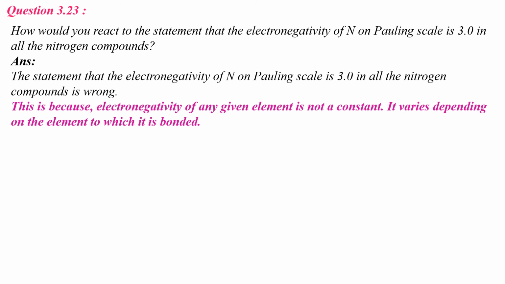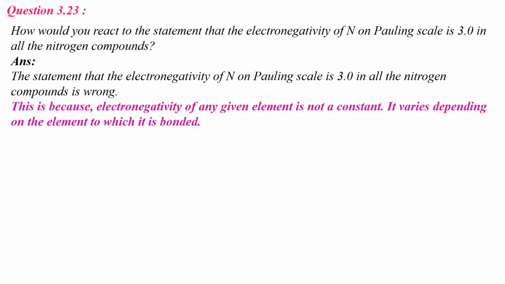Question number 3.23. How would you react to the statement that the electronegativity of nitrogen on Pauling scale is 3 in all the nitrogen compounds? Remember, I told you earlier, electronegativity of any given element is not a constant. It varies depending on the element to which it is bonded. Nitrogen can be bonded to carbon, to nitrogen itself, to sulfur, to oxygen. So electronegativity value of nitrogen changes. It varies depending on the element to which it is bonded.